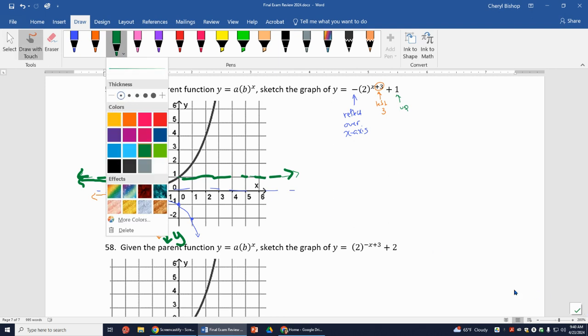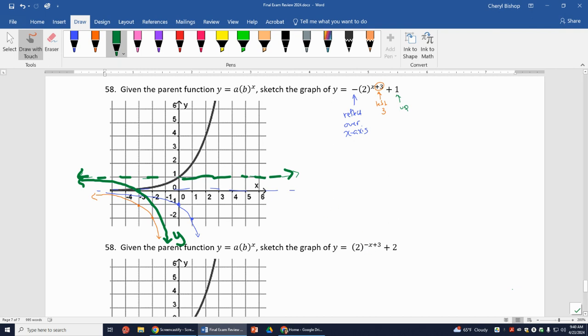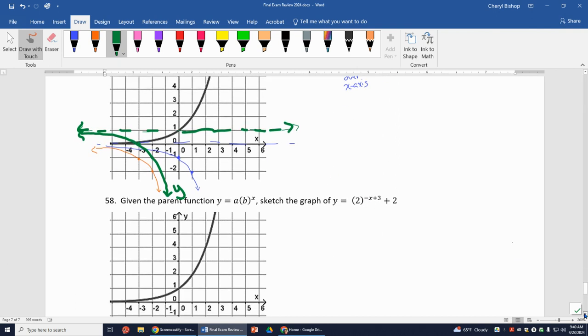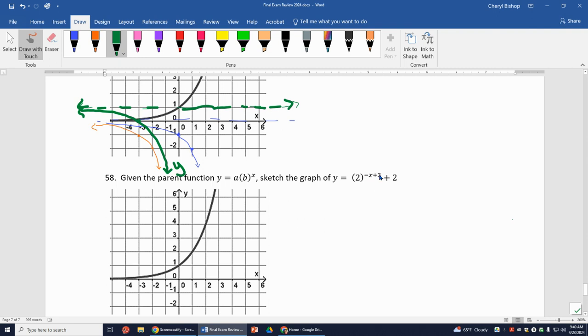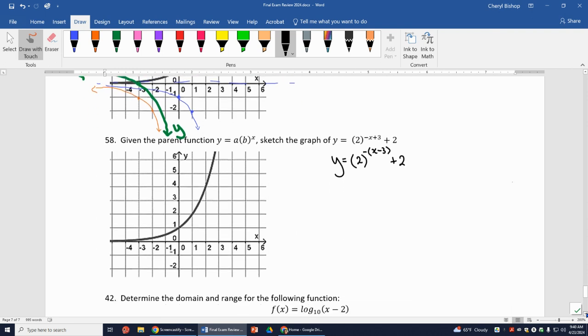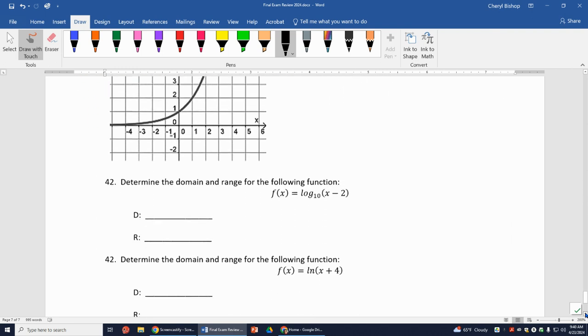I know we're only doing every other one, but I do want to discuss this negative in this one just in case you see that on your final. Remember, when you have a negative like this, you have to factor it out. So we're really going to think of this as y equals 2 to the negative x minus 3, plus 2. And so that negative with the x is going to reflect us across the y-axis, and then we're going to move right 3 and up 2.